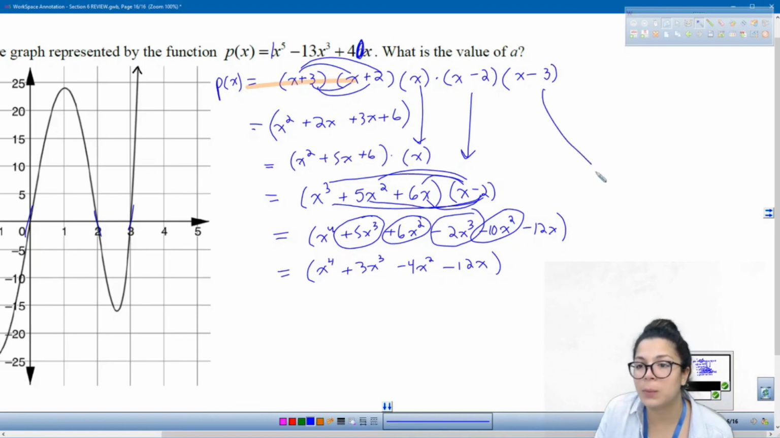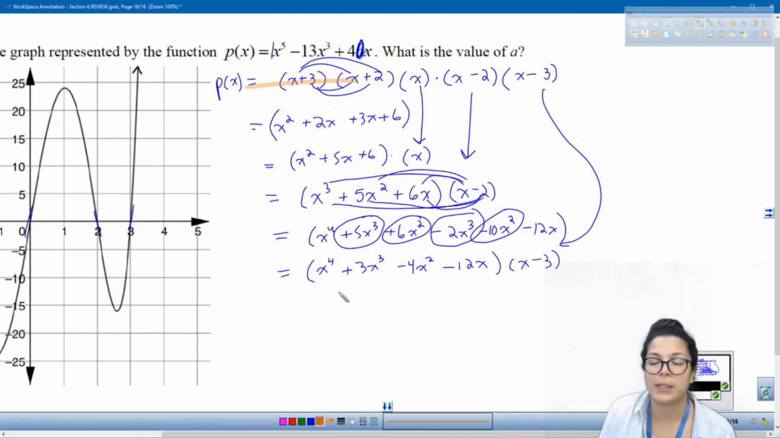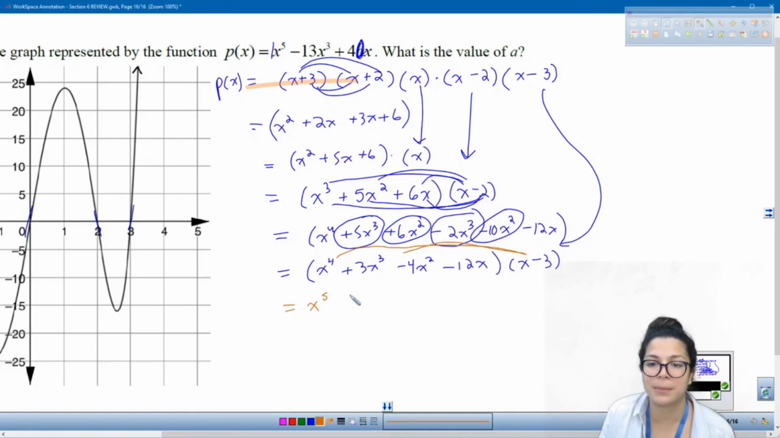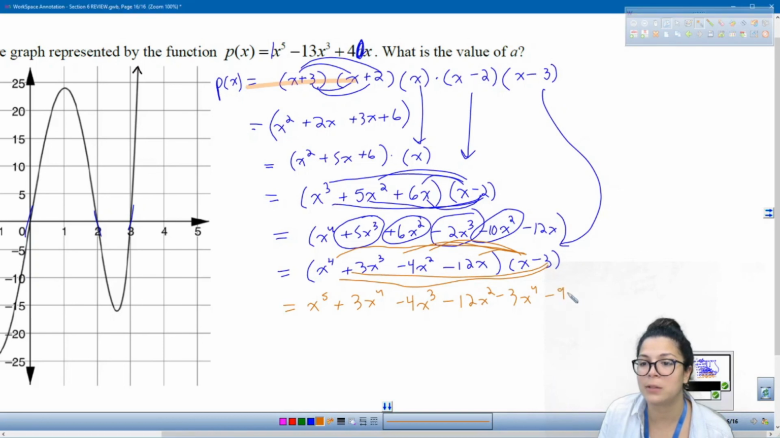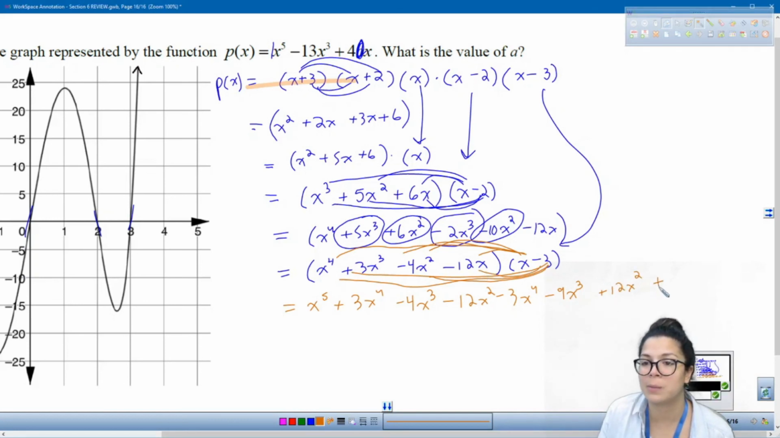All right, last one. Let's multiply that last one in, the x minus 3. x times x to the power of 4 is x to the power of 5. x times 3x to the power of 3 is 3x to the power of 4. x times negative 4x squared is negative 4x cubed. x times negative 12x is negative 12x squared. Negative 3 times x to the power of 4 is negative 3x to the power of 4. Negative 3 times 3x cubed is negative 9x cubed. Negative 3 times negative 4x squared is positive 12x squared. And negative 3 times negative 12x is positive 36x.